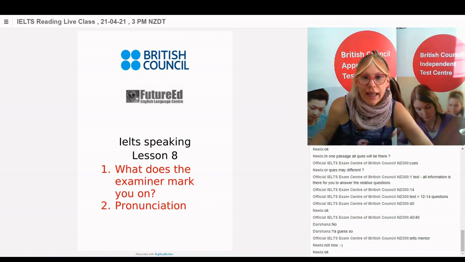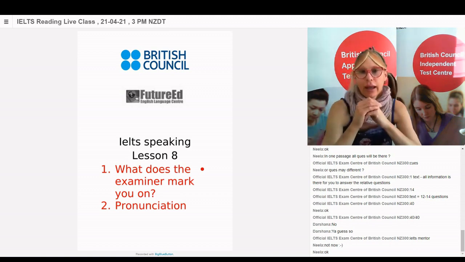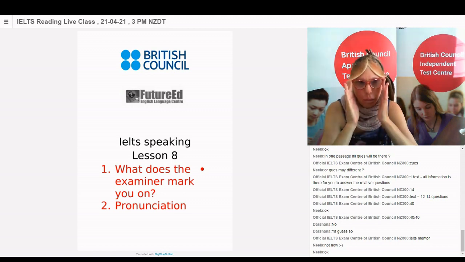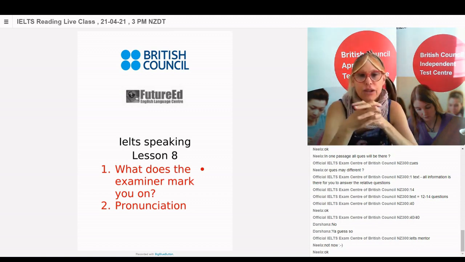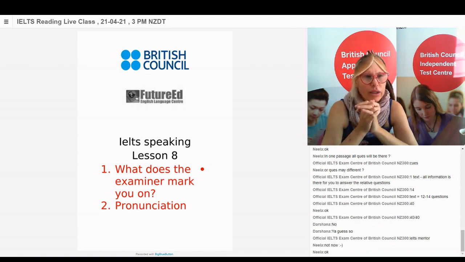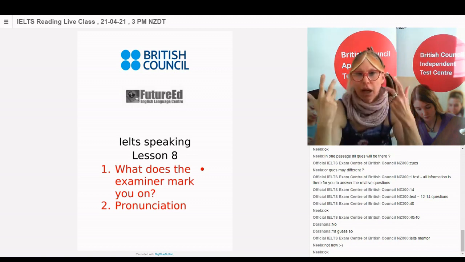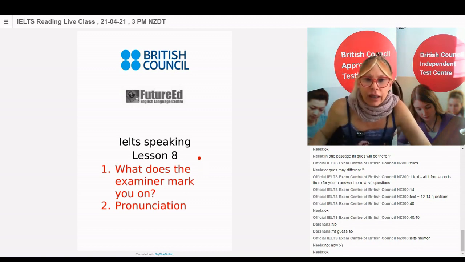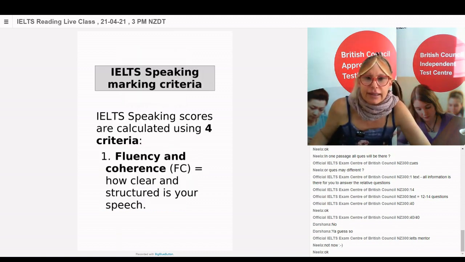Today, we're having a look at a couple of things. The first thing we're looking at is what the examiner marks you on, the 4 categories that the examiner is going to mark you on. You may already be familiar with these 4 categories, but if you're not, I'm going to take you through them very briefly. And then we're going to have a wee look at some pronunciation features of the English language, which you may not be aware of, and you may have it in your mind about how to pronounce certain words when in fact they're pronounced differently. Okay, so let's get started.